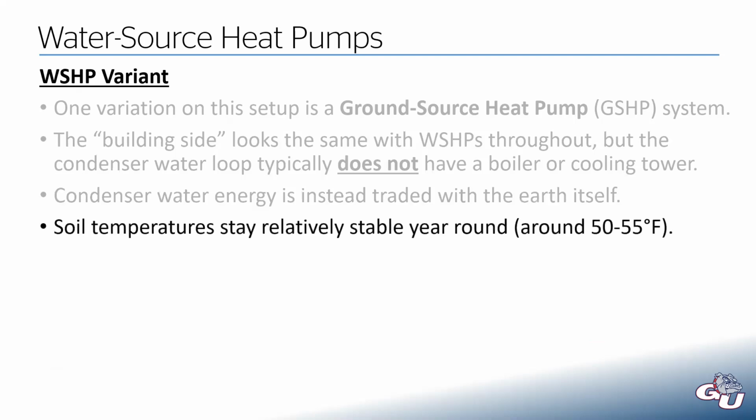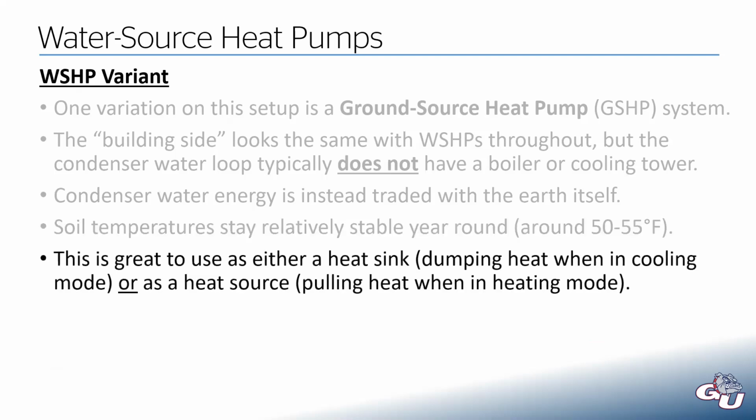Our condenser water is instead trading energy with the earth itself. The reason it can do this is our soil temperatures stay relatively stable all year round. Whether it's the peak of summer or the peak of winter, our soil temperatures, once you get below, I want to say about 10 feet or so, are a nice consistent 50 to 55 degrees Fahrenheit, regardless of season. And that temperature range, 50 to 55, is awesome to use as either a heat sink or a heat source, depending on what your heat pumps are doing. If your heat pumps are all in cooling mode, then 50 to 55 degree soil is a good temperature to dump that heat energy. It's cold enough to do that. Or it's also warm enough to use as a heat source if we need to pull heat out of the earth when we're in heating mode and we actually need to heat our building.